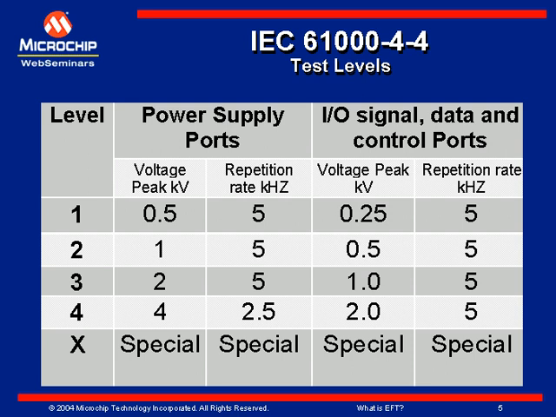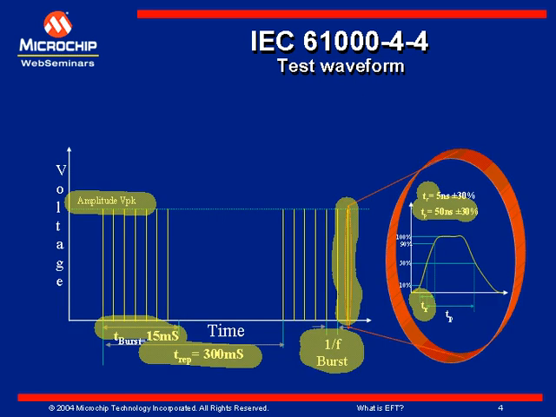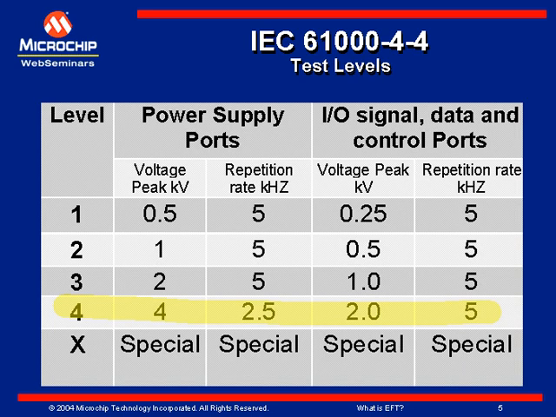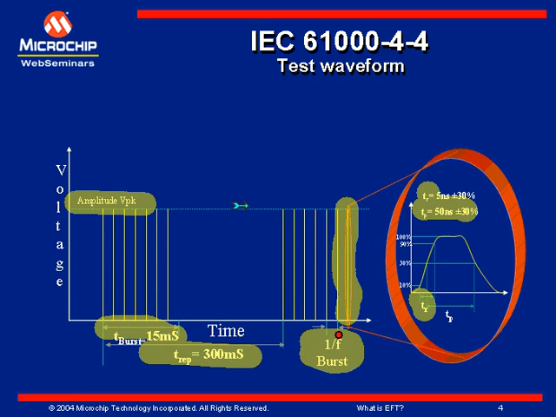Let us look at test levels. IEC 61000-4-4 defines 4 test levels. So let us look at, say, level 4 as an example. For level 4 your peak voltage is 4 kilovolts. So if you look at the previous slide, this peak amplitude can be 4 kilovolts if you are using a level 4 requirement. Then the repetition rate is 2.5 kilohertz. This is the burst frequency, this repetition rate.